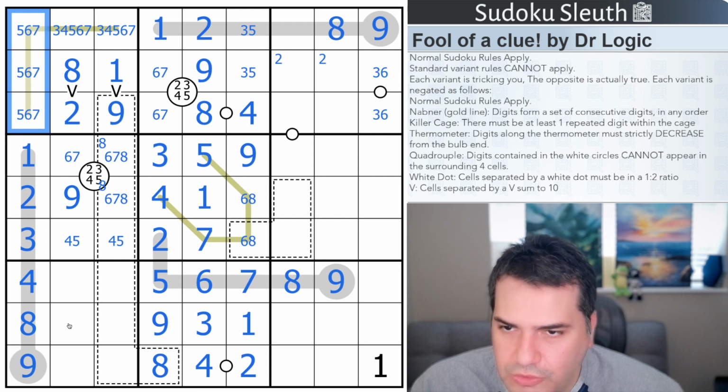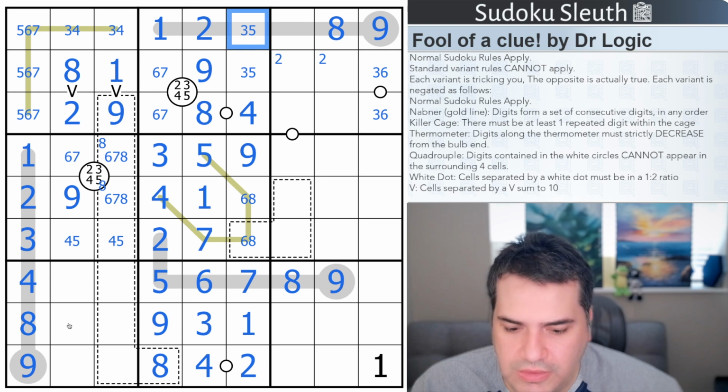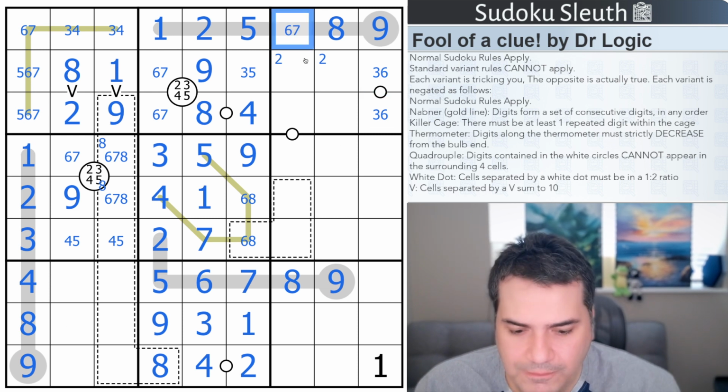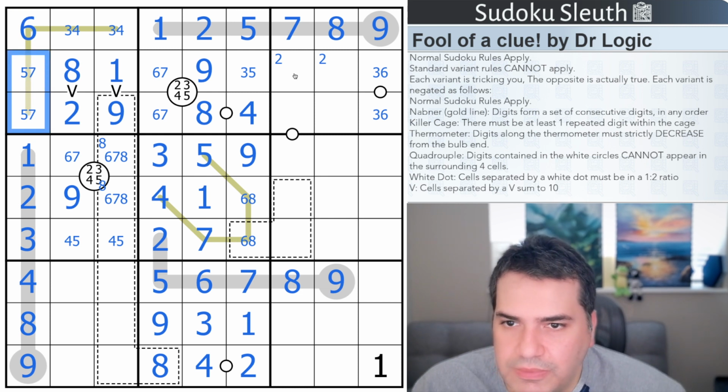3 and 4 are not in here. This is a 5, 6, 7 setup. 3 and 4 are in there. That gives me 5. That is not a 5. This is another 6, 7. It's not a 6. We've got a 3, 6 pair already. That's a 7. That's a 6. This is a 5, 7 pair. Can I resolve any of this yet? No.